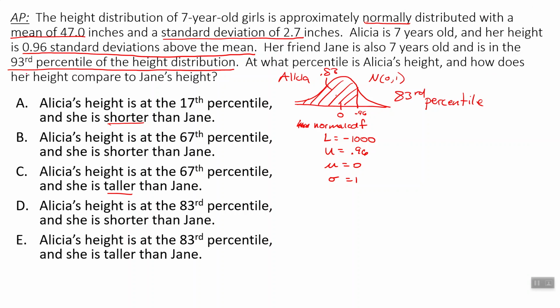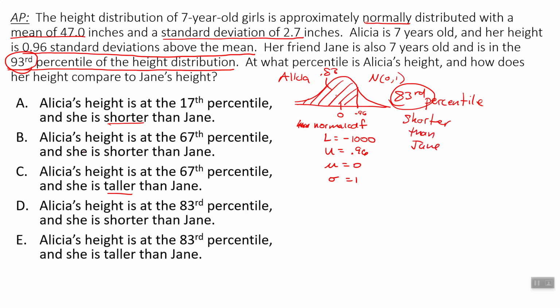All right, and Jane was in the 93rd percentile. So if Alicia is bigger than 83% and Jane's bigger than 93%, that means Jane is taller. So that means Alicia would be shorter. So this is shorter than Jane.